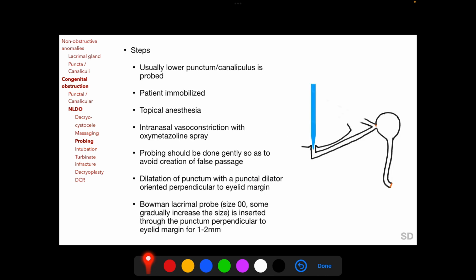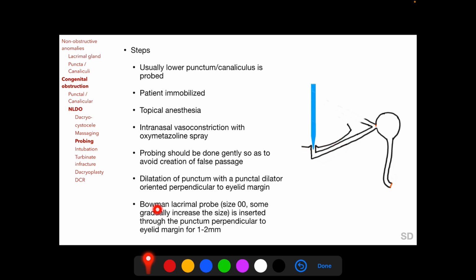Steps of probing are as follows. Usually the lower punctum and the canaliculus is probed, the patient is immobilized and topical anesthesia is applied. Oxymetazoline spray is used to achieve intranasal vasoconstriction. Probing should be done gently so as to avoid creation of a false passage. Probing begins with dilatation of the punctum with a punctal dilator oriented perpendicular to the eyelid margin.